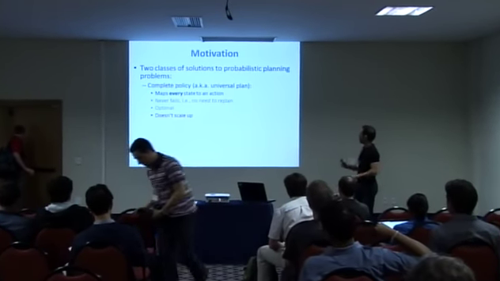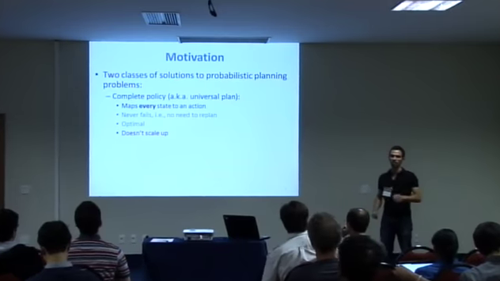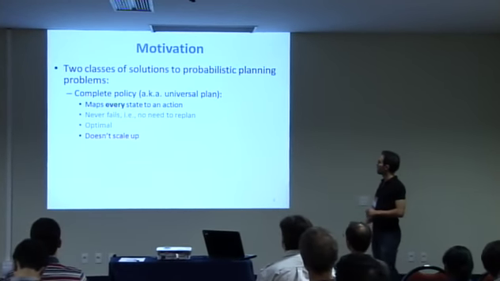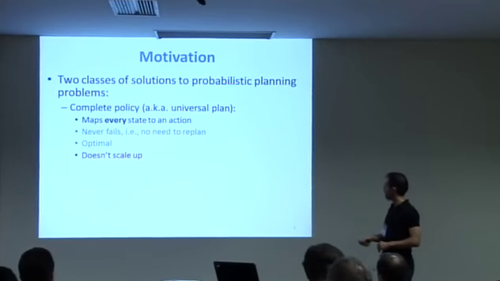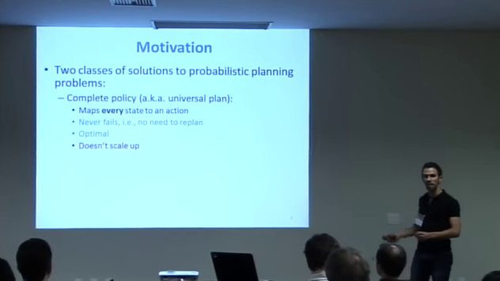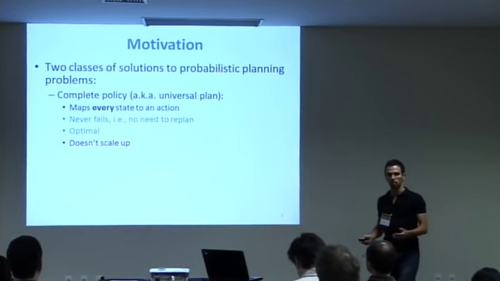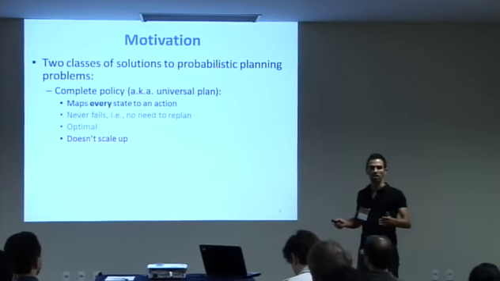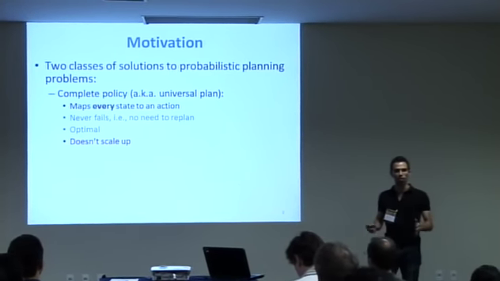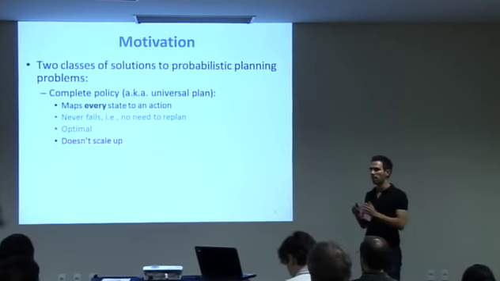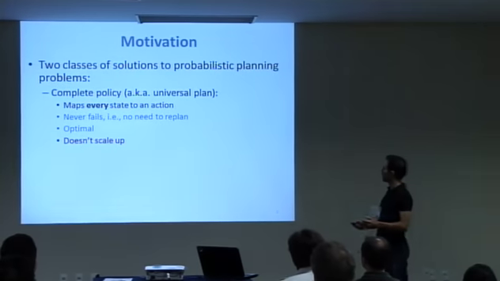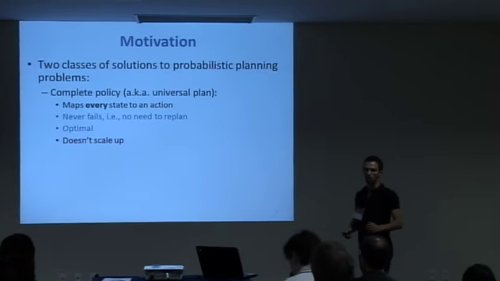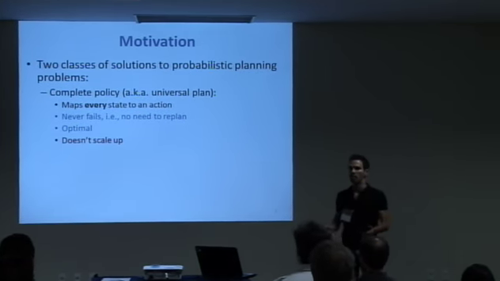So, on probabilistic planning, we have two classes of solutions, right? One is the complete policy, that is a mapping from every state to an action. The good thing about complete policies is that they will never fail. If you give this complete policy to a robot, no matter where you end up, it will always know what to do. The other good thing about complete policies is that they can be optimal. The bad thing is it does not scale up.